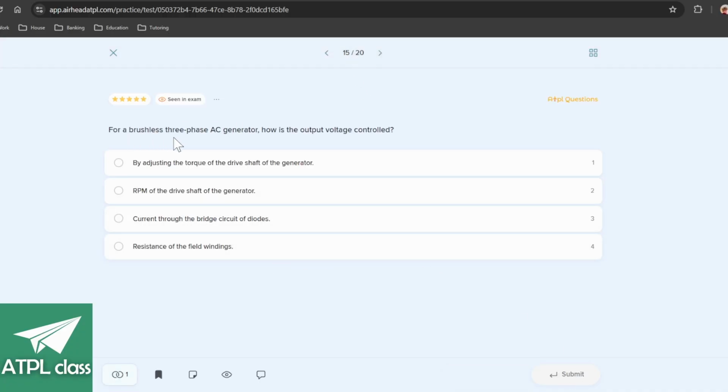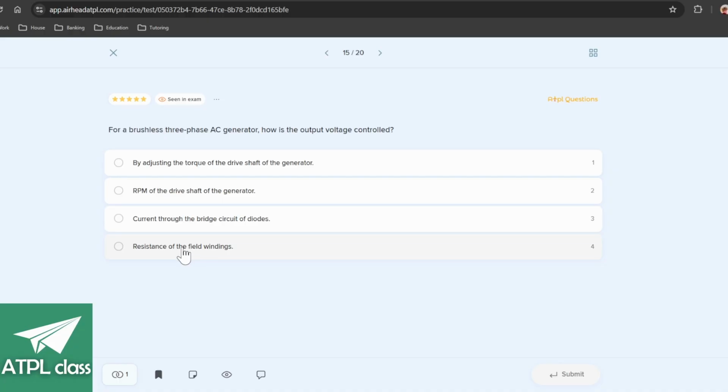Question 15. For a brushless three-phase AC generator, how is the output voltage controlled? So it's a brushless motor. We can control the output voltage by adjusting the torque of the drive shaft of the generator. No. RPM of the drive shaft of the generator. Current through the bridge circuit of diodes. Resistance of the field windings.